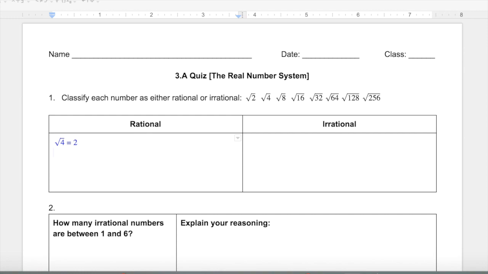Another one would be the square root of 16, which is 4. And then we have the square root of 64, which is 8. And I believe that the square root of 256 is also a perfect square. I believe it's 16. Okay, and then everything else is going to be irrational.